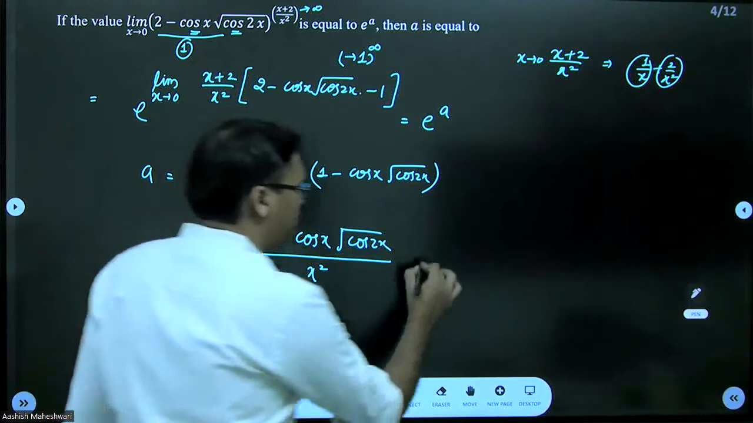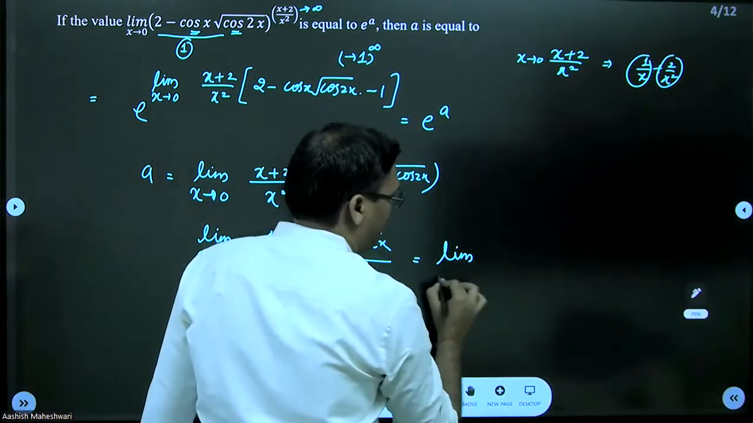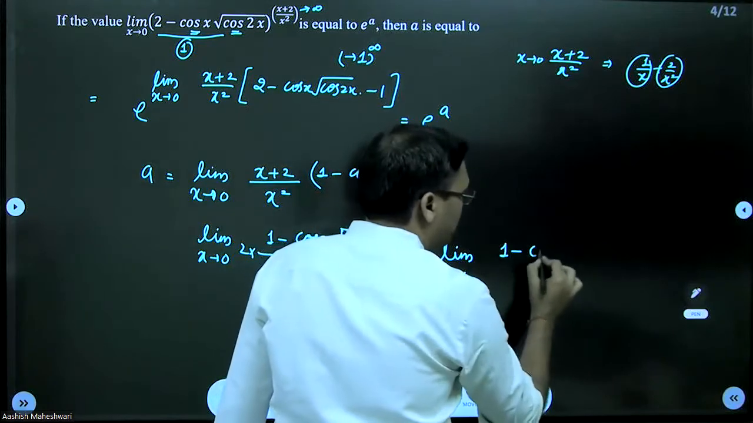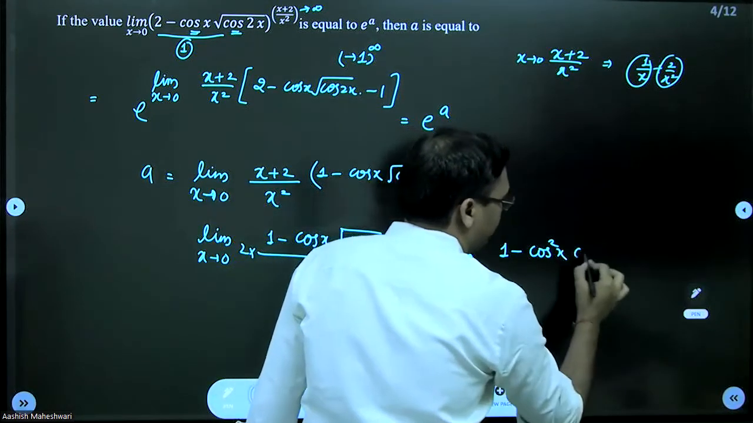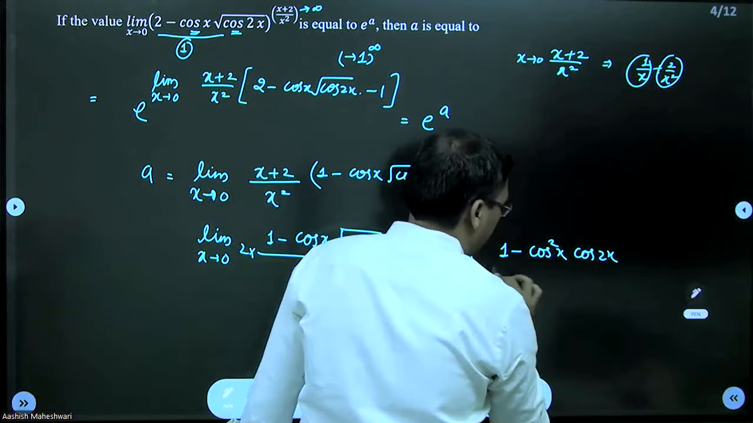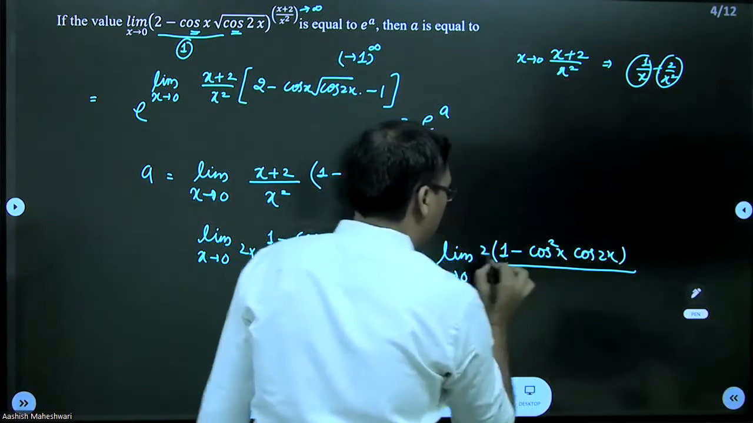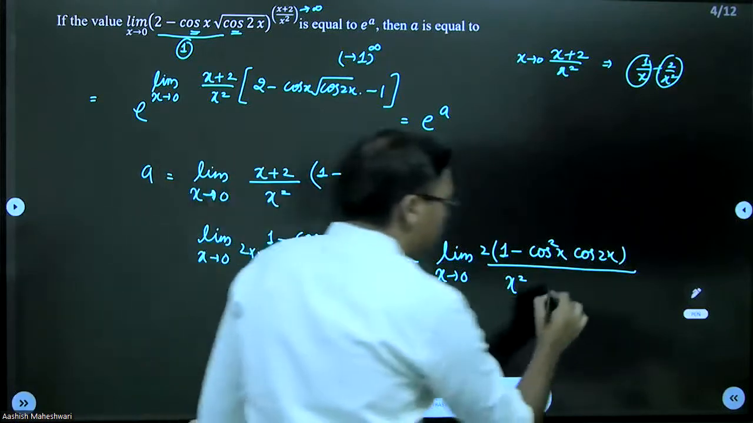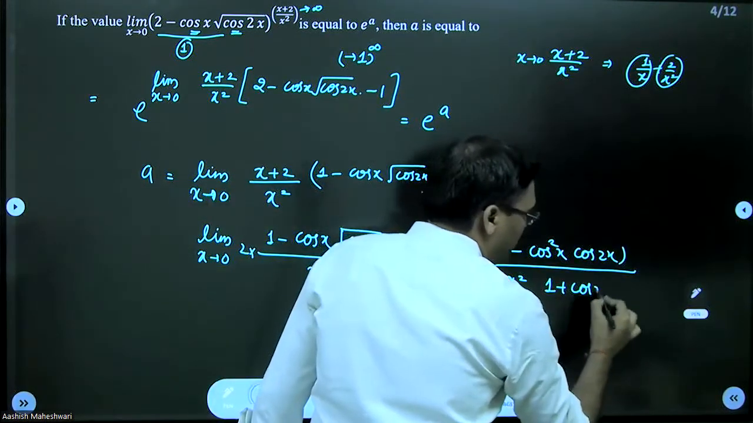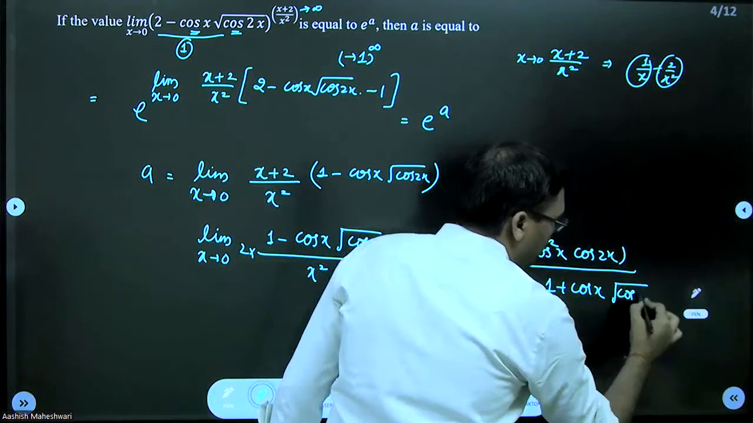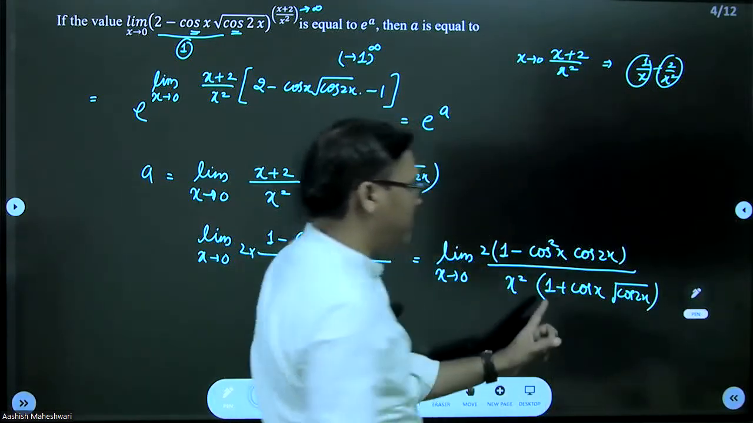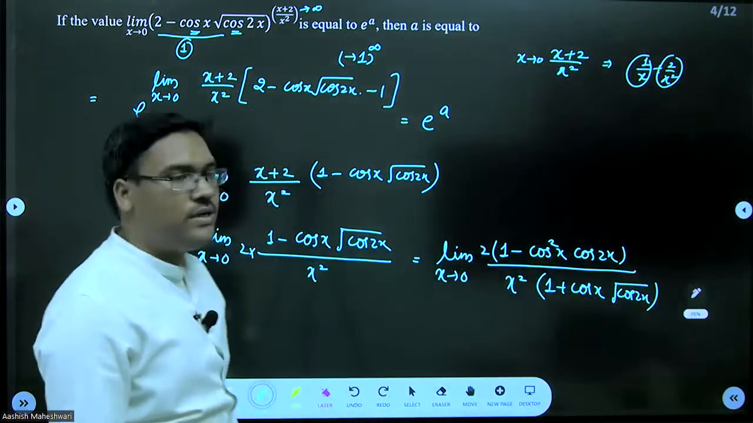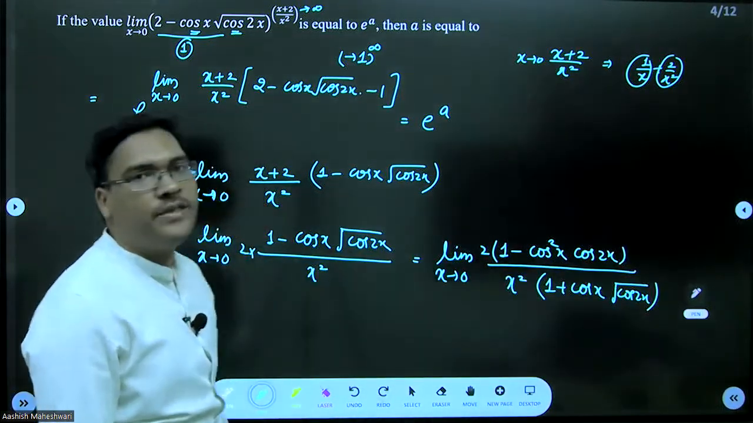So I can say here, what is this? This is limit x approaches 0. If you rationalize this, this will become 1 minus cos square x cos 2x divided by x square, and we also have 2 here, and 1 plus cos x root cos 2x. You can see I have just multiplied and divided by 1 plus cos x root cos 2x in numerator and denominator, you simplify it and you will find this expression.